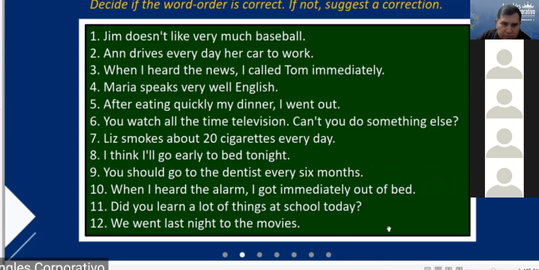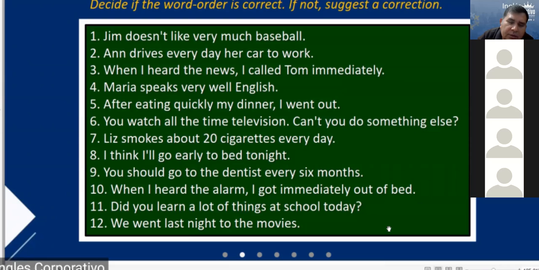Number 9. Yes. You should go to the bed. Go to the dentist every 6 months. You should go. You should go to the dentist every 6 months.